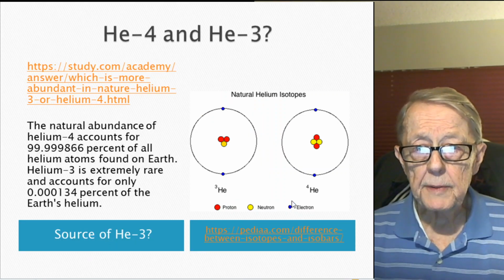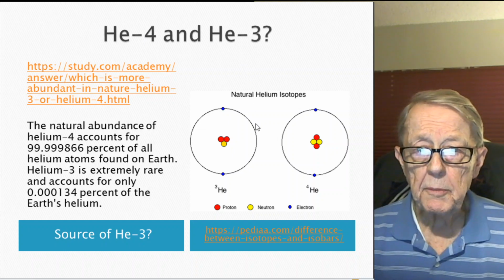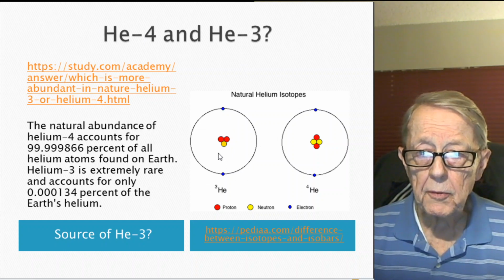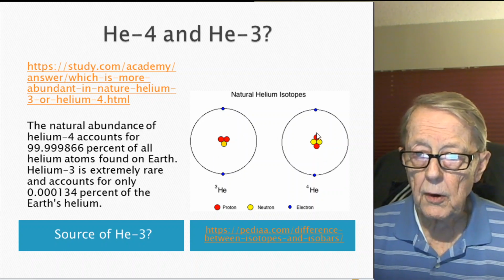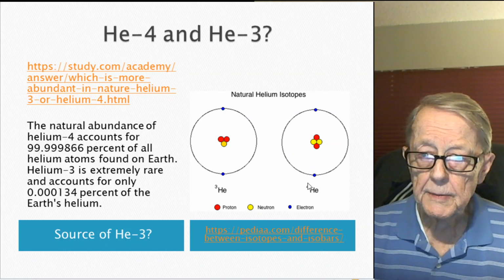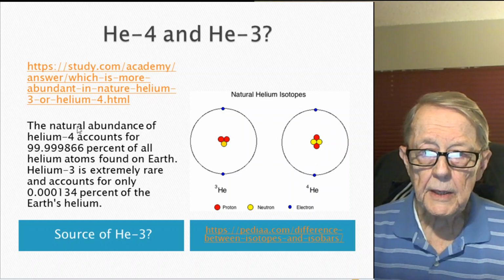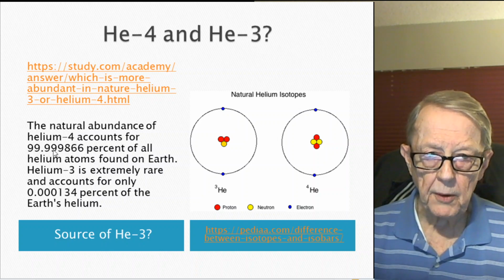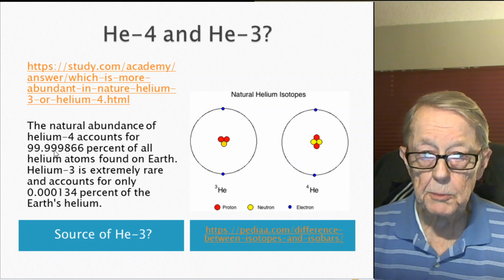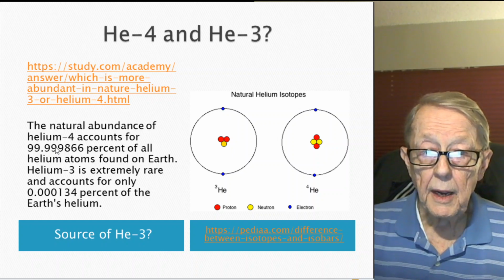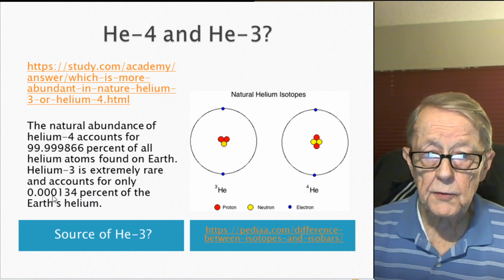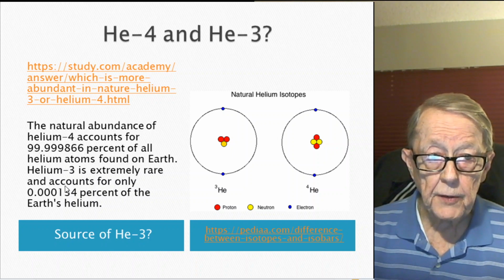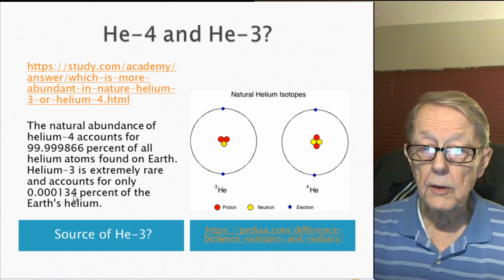Okay, there is not only helium-4, but there's helium-3, and this is a diagram of helium-3 with 2 protons, a neutron, and 2 electrons, and this is helium-4, with 2 protons, 2 neutrons, and 2 electrons. The natural abundance of helium-4 accounts for 99.999866% of all the helium atoms on the Earth. Helium-3 is extremely rare and accounts for only the difference from 100% of the Earth's helium.